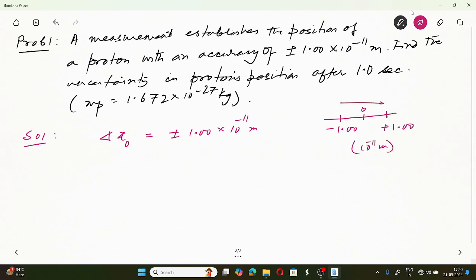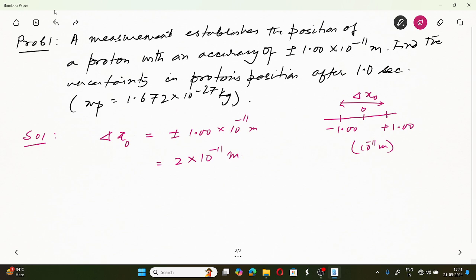So what is the actual uncertainty? This is delta x 0. So this is actually 2 into 10 to the power minus 11 meters. One should expect that it will be 2. See, whether it is 2 or 1 doesn't matter, because it is of the order of 10 to the power minus 11. Okay, so since it is of the order of 10 to the power minus 11, this is delta x 0.